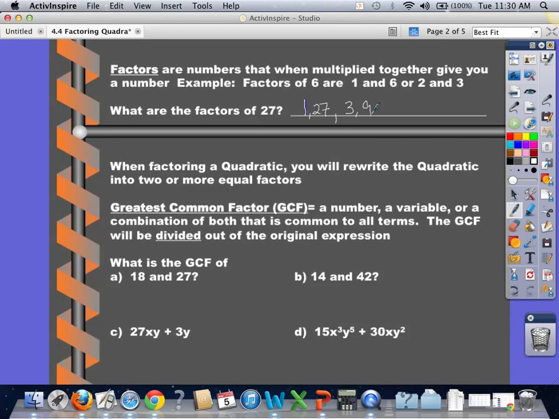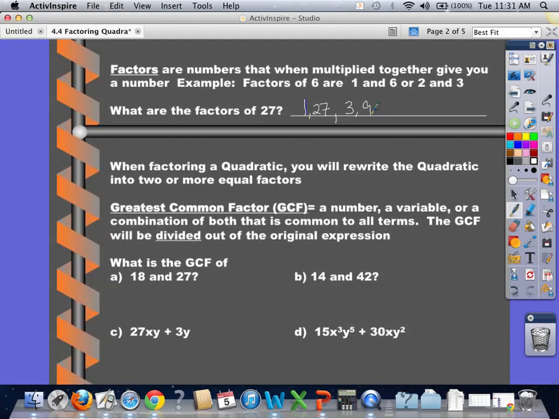So what you're going to be looking for when you start factoring, you always want to find your GCF and do that first. No matter what kind of situation you've got, always GCF first, because you might find there's some other pattern after you do that. You're going to rewrite these quadratics into two or more equal factors when you factor quadratics. So let's get started on these.